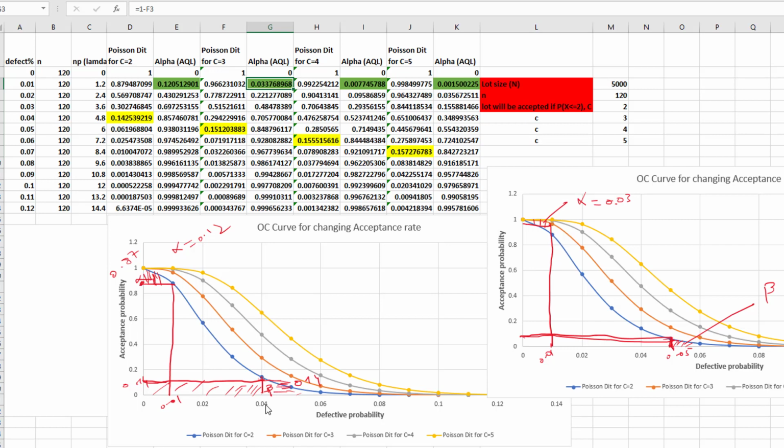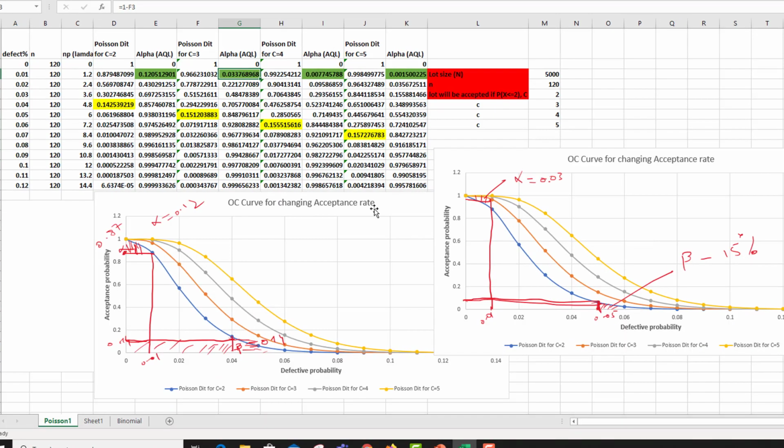So before, at this level, in 120 there were only 4 units defective, but now you have 5 units defective. So when you sketch it, you can see the beta probability is increased, because in this one there is no 10%. So we will consider this 15%, and the 15% here is 5. So this is the defective probability.